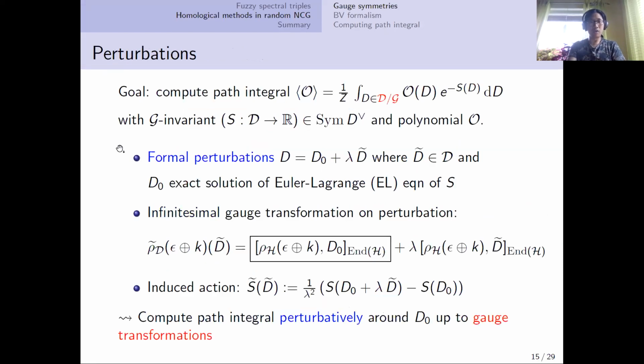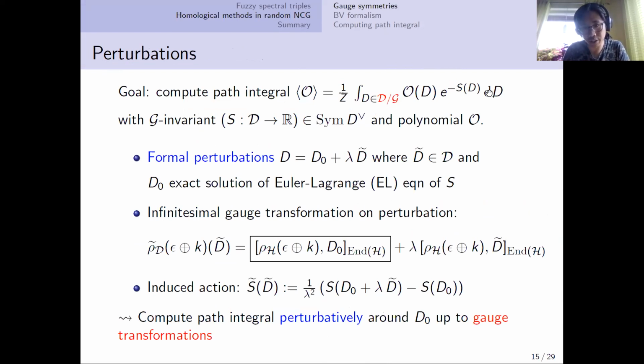So the goal here is to compute this path integral given by this. Here we just want to compute the path integral up to these gauge symmetries.